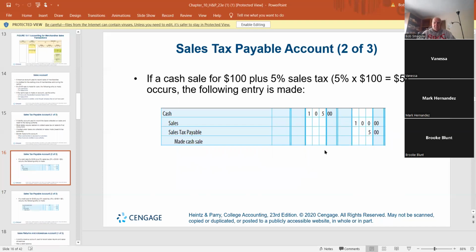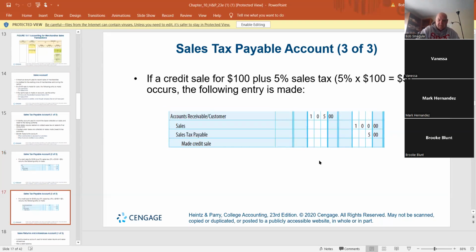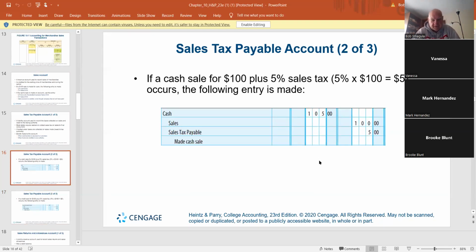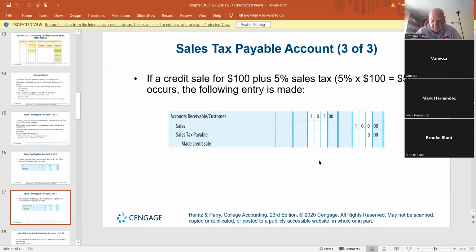So take a look at sales tax payable. This isn't too tough. If a cash sale for $100 plus 5% sales tax occurs, the following entry is made. We debit cash for $105. The sale was only $100. The sales tax is a different number, sales tax payable. So this sales tax payable number is going to grow, and at the end of the month, this company must pay the state the sales tax they've collected from customers. They're just showing you it can be a cash sale or on account, okay? I think we know that.